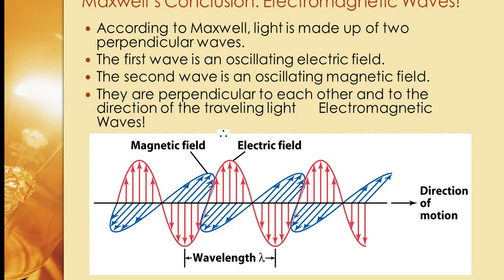Okay, so light's made up of two perpendicular waves. Try to see this in three dimensions. This one's coming straight out at us, and this one's going straight up. Okay, so out and up. So they're at a 90 degree angle right here. So the second wave is an oscillating magnetic field. All right, so we have the electric field going up, the magnetic field coming out together. They're perpendicular to each other and to the direction of the light traveling. Therefore, they're called electromagnetic waves.